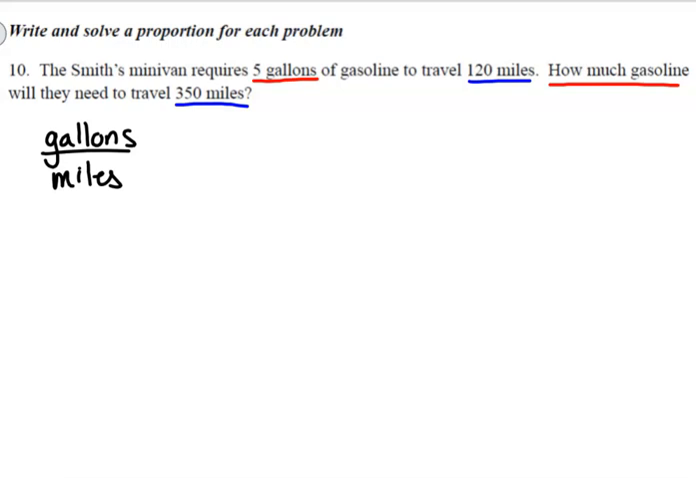So if I'm setting up my proportion, I'm going to set up my proportion using the numbers they give me. So it takes 5 gallons of gas to go 120 miles. Then my other fraction is how much gas, so that's where I can put whatever letter we want, so we can just use an X, to go 350 miles.